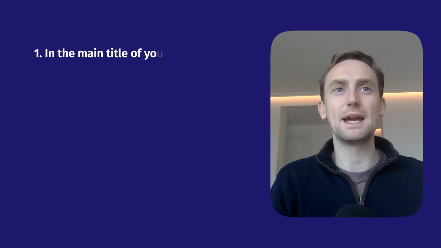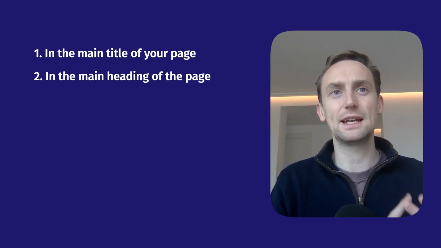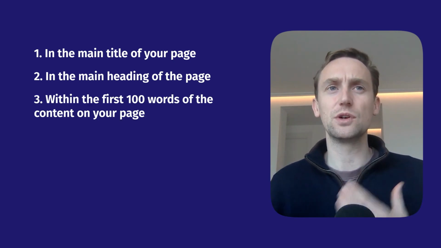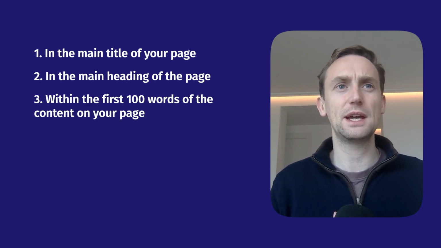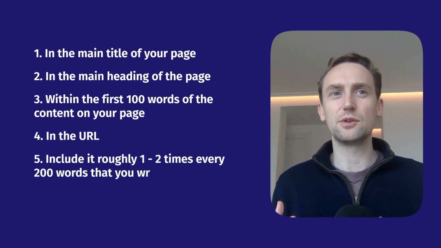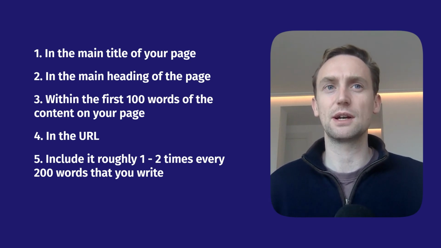So what do you want to do? Well, the best practices are that you should put your main keyword on these pages, and they should go in these locations. The first is it should be in the main title of your page. The second is it should be in the main heading of the page. Third, it should be within the first 100 words of the content on your page. It should also be in the URL. And then finally, you want to include it roughly 1 to 2 times every 200 words that you keep writing.